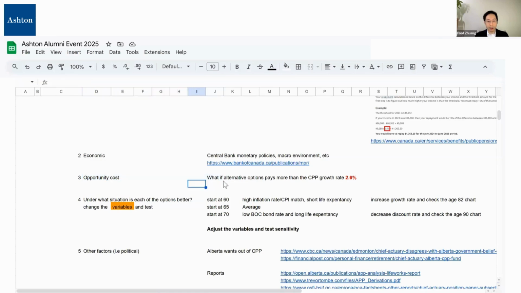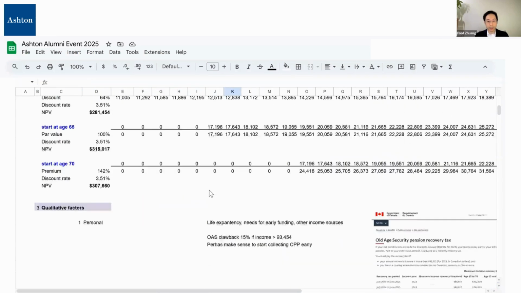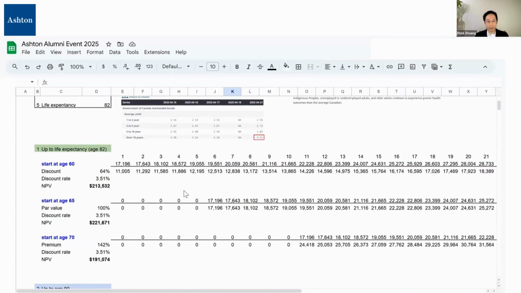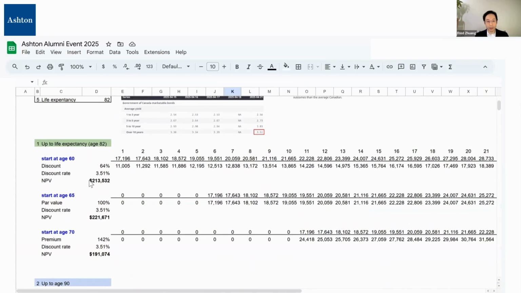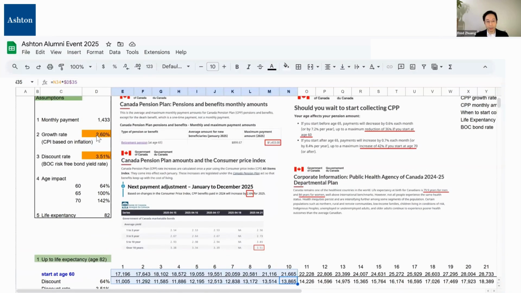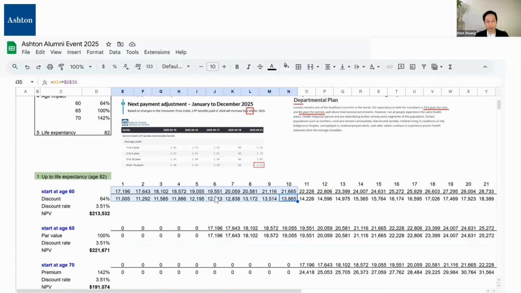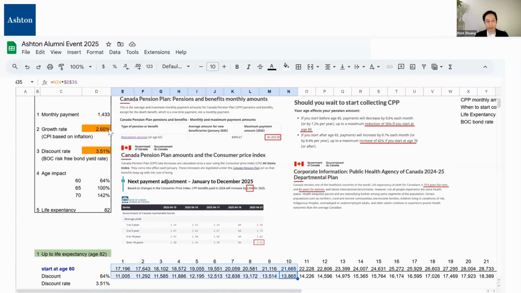The opportunity cost. So let's take a step back and think about this. In the first situation, even though the NPV looks not a good idea, it looks lower, the person is getting money for 10 years early. Can this person make a return from the money that they're getting? The CPP is only giving them a 2.6% return. Can the person make a higher return and make up the difference? Just putting the money in the GIC right now is higher than 2.6%.